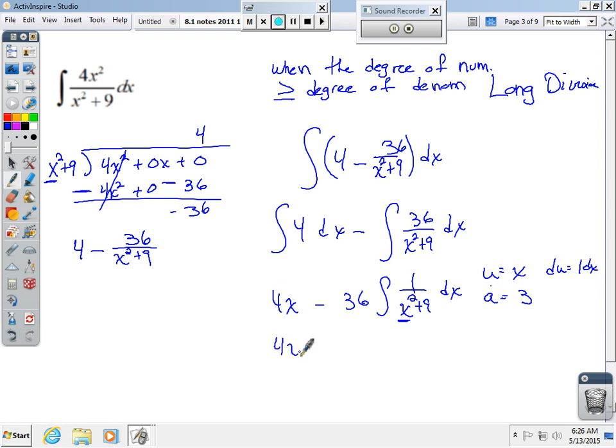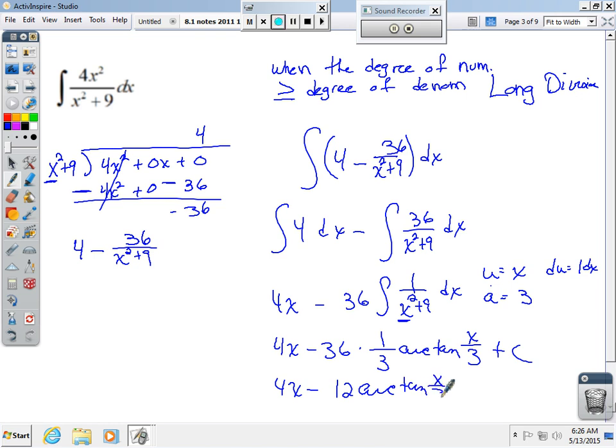So now I got a 4x minus 36 times the integral of that is going to be 1 over a arc tangent of u over a, x over a plus c. And I guess we could simplify that a little bit more with a 4x minus a 12 arc tangent x over 3 plus c.